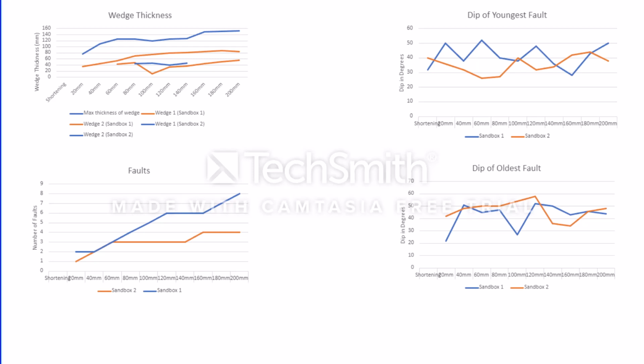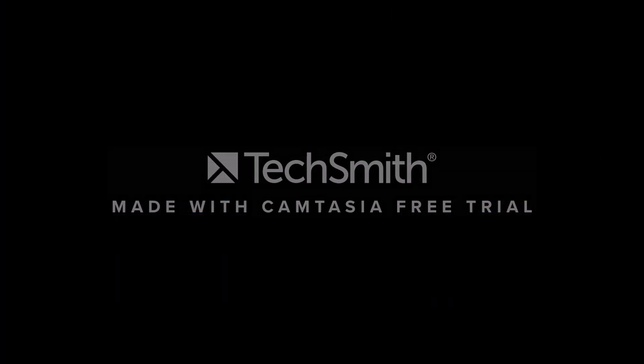Thickness must also play a major role in the dip of faults. As you can see in Sandbox 1, the dips are much sharper than Sandbox 2, where they're more shallow. This therefore means bed thickness impacts faulting and the dips of these faults overall.